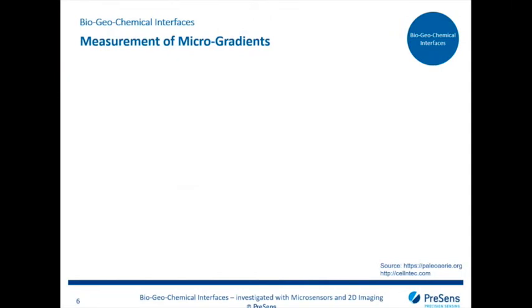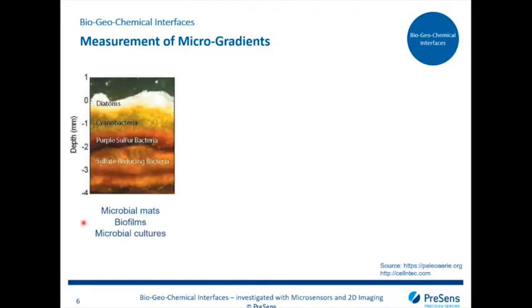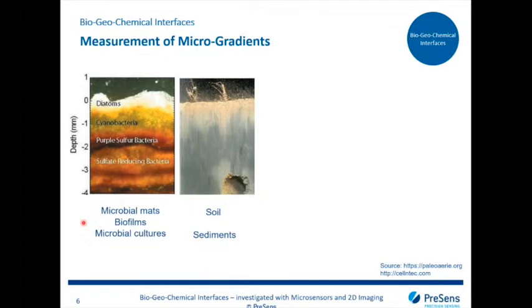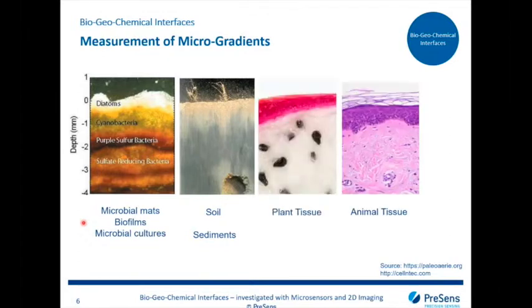Coming to application fields and samples where those microgradients are actually used. Typical examples include samples like microbial mats, biofilms, microbial cultures, soil and sediment, as well as plant and animal tissue. As you can see, the variety of those samples is quite diverse and quite heterogeneous. But what they all have in common is that usually microgradients establish within their boundary layers on a very, very small range. So we are always talking about the micrometer to centimeter range where strong gradients can be observed.